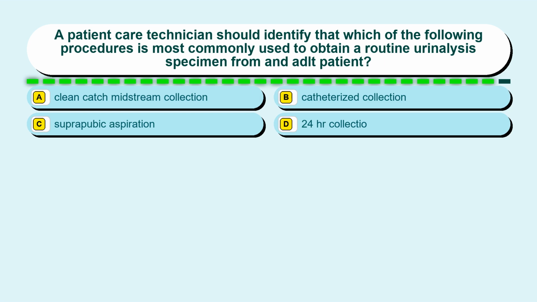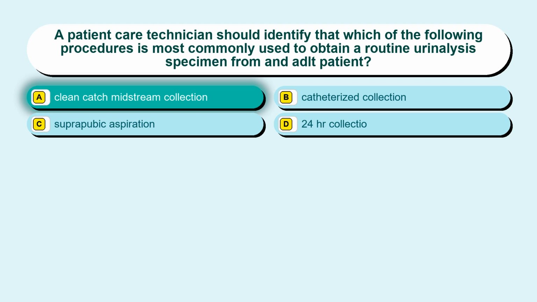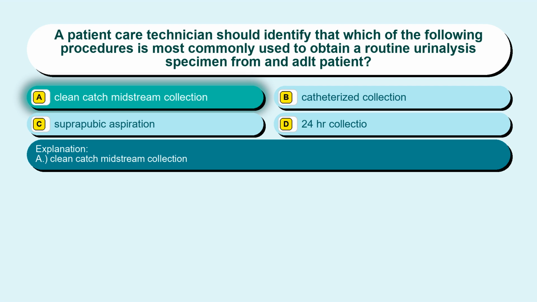Question 34. A patient care technician should identify that which of the following procedures is most commonly used to obtain a routine urinalysis specimen from an adult patient. Option A, clean catch midstream collection. Option B, catheterized collection. Option C, suprapubic aspiration. Option D, 24 hour collection. The correct answer is option A, clean catch midstream collection.